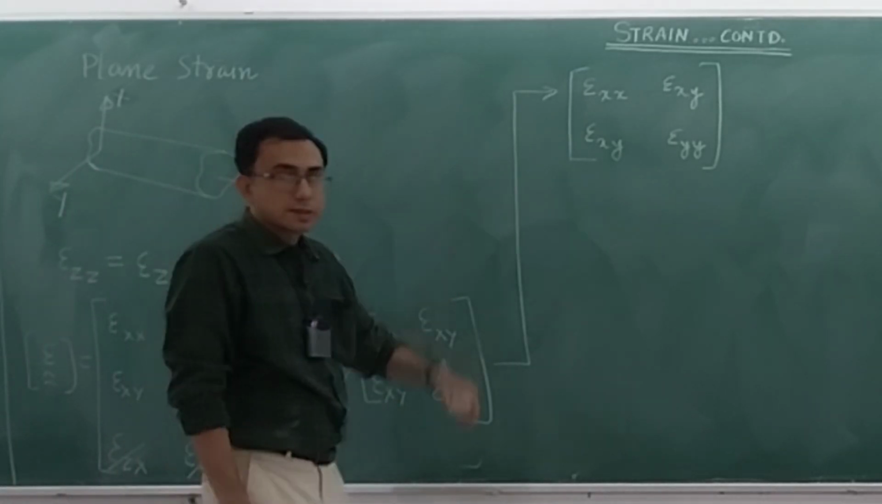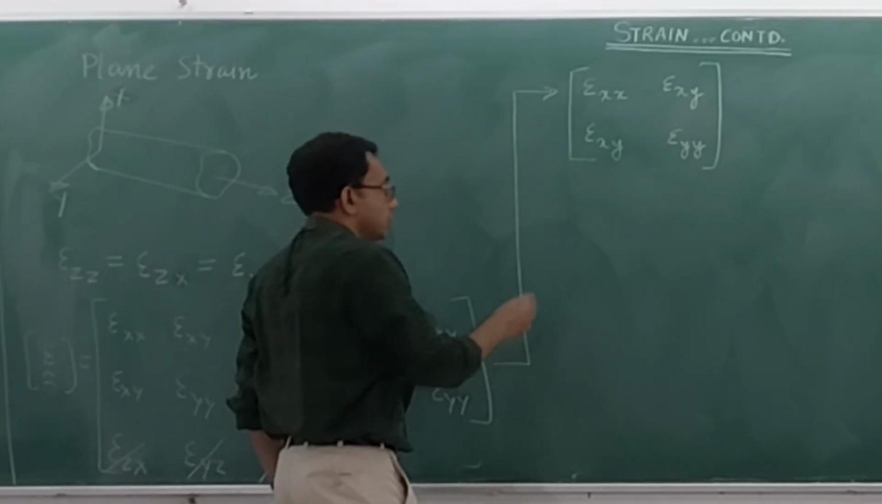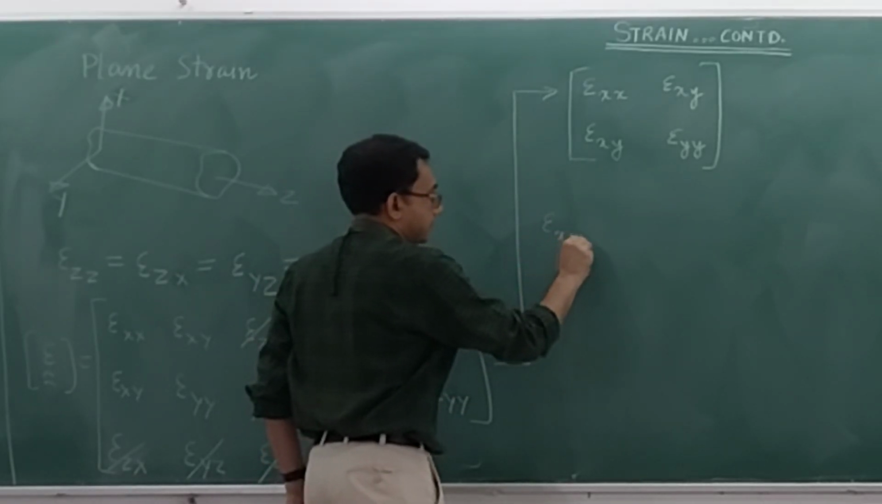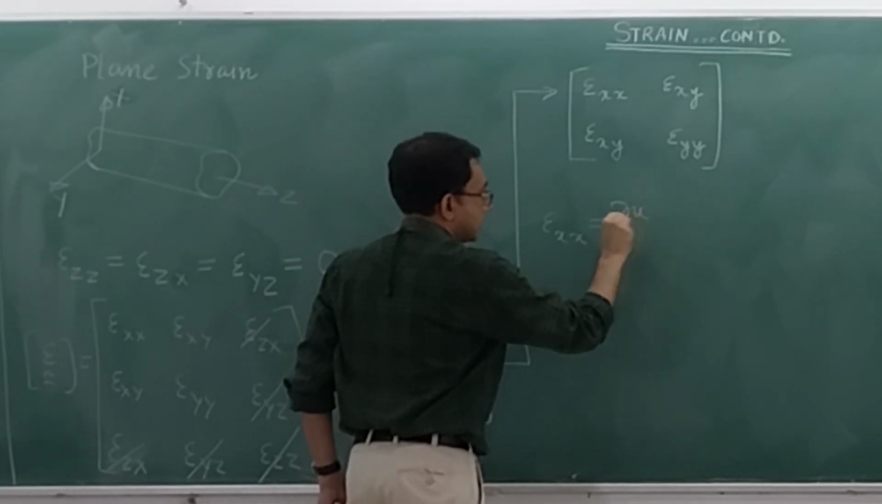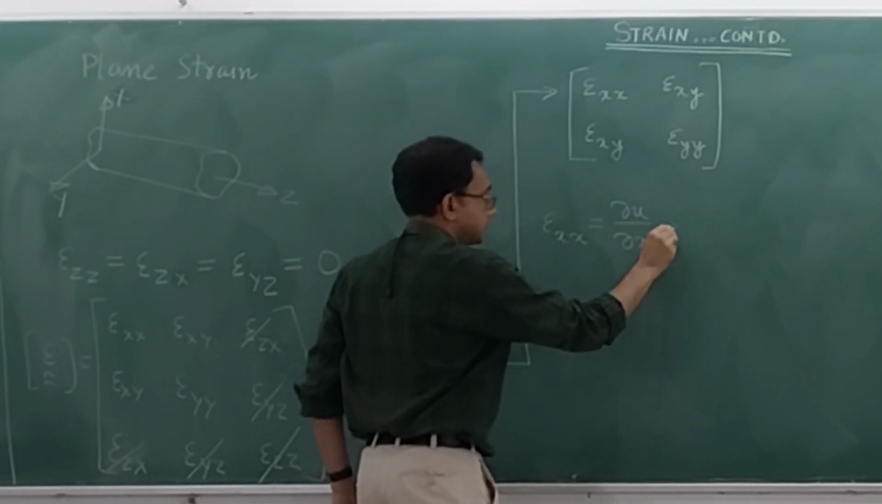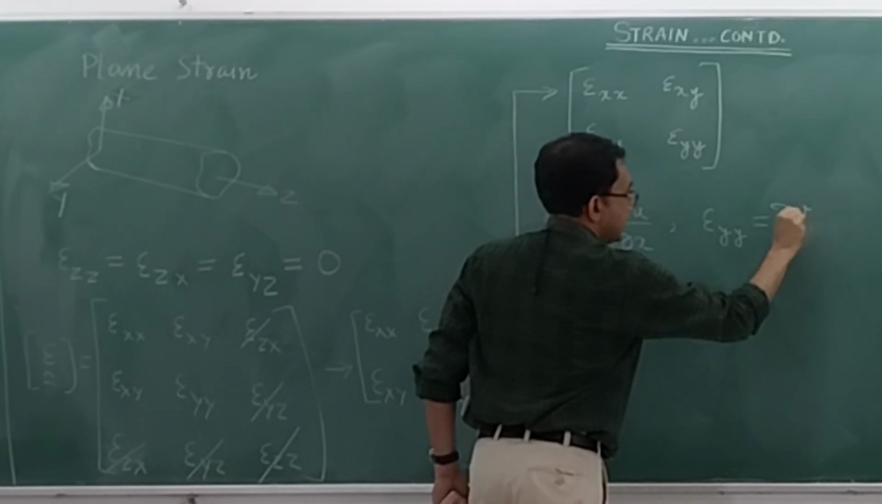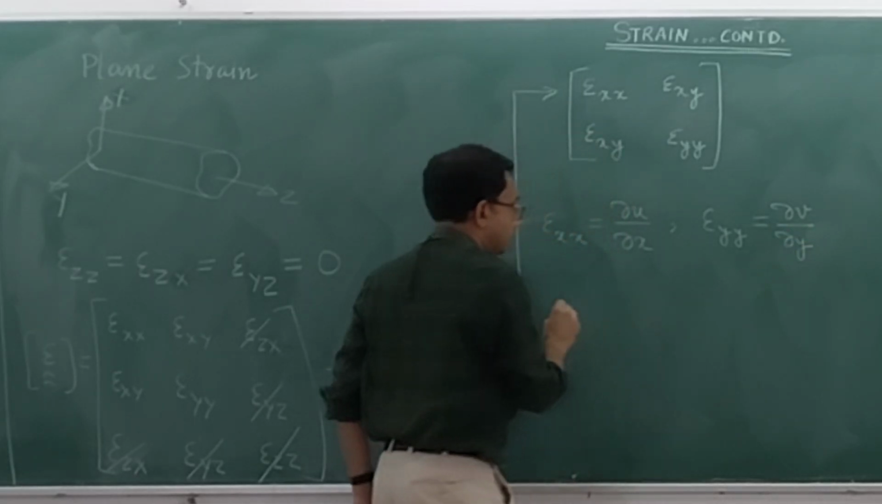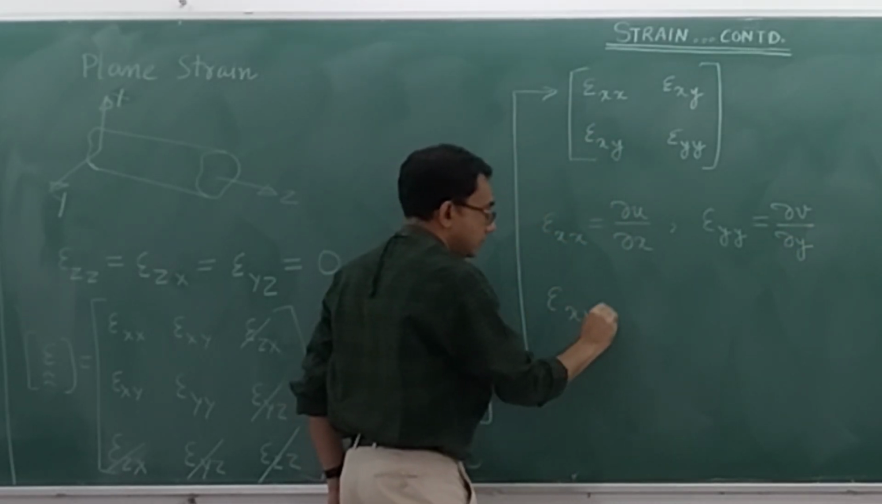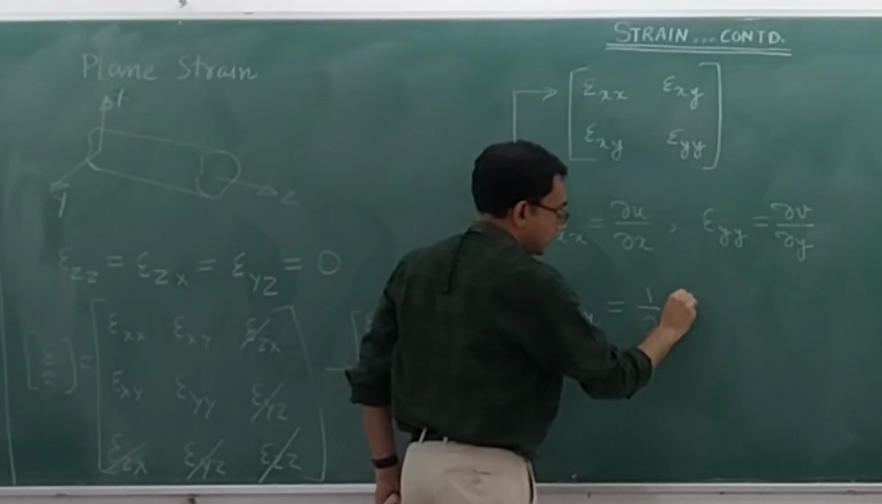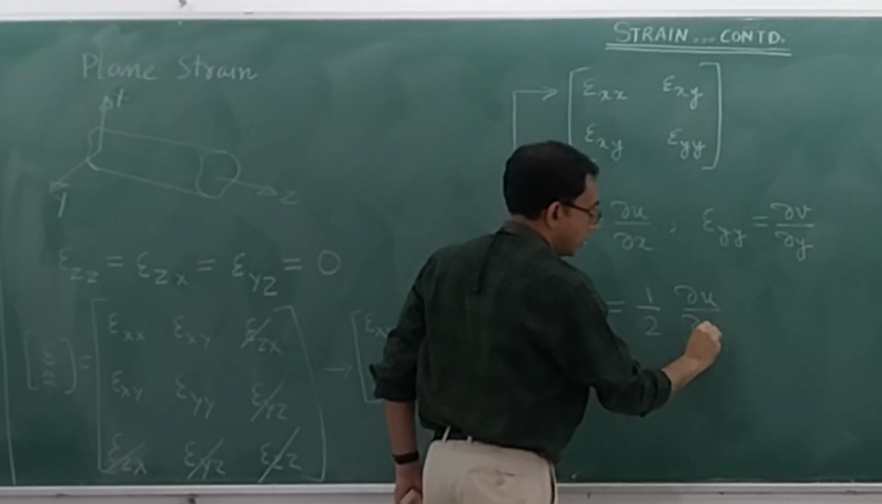So we proceed with these things and we remind ourselves once more that epsilon xx is very much del u del x, epsilon yy is del v del y, epsilon xy is equal to half of del u del y.